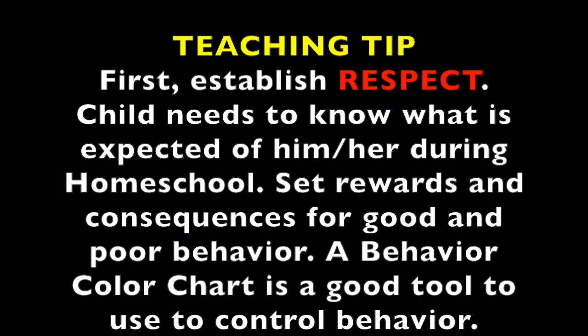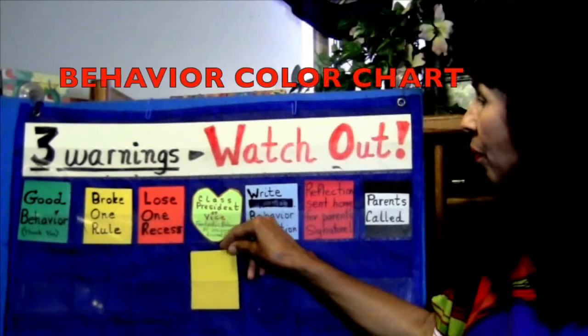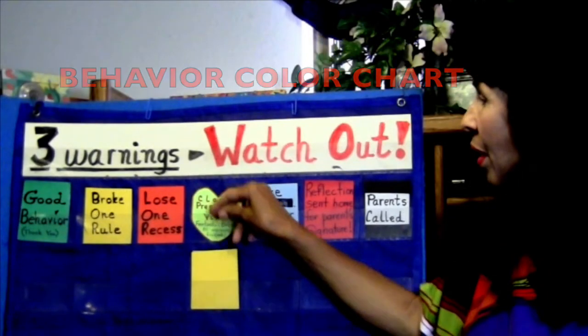Teaching tip. First, establish respect. Child needs to know what is expected of him or her during homeschool. Set rewards and consequences for good and poor behavior. A behavior color chart is a good tool to use to control behavior. Here is a behavior chart I used in my classroom.